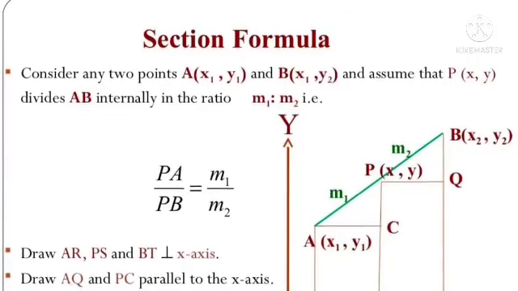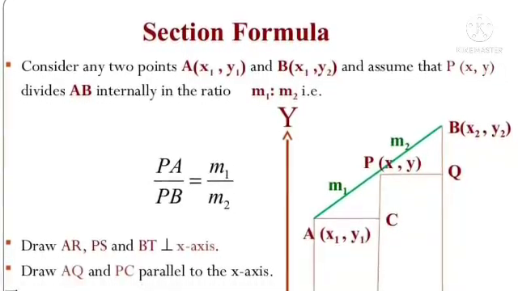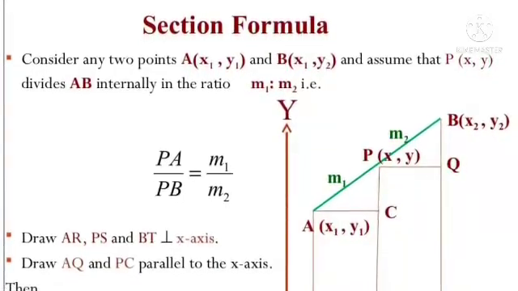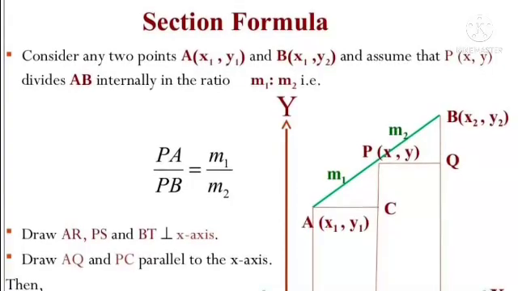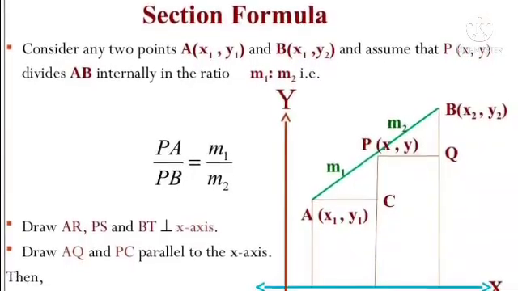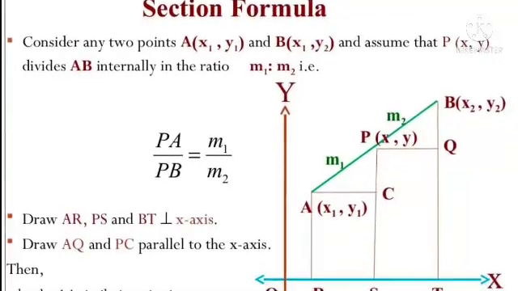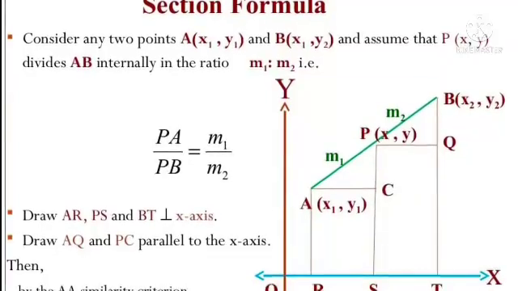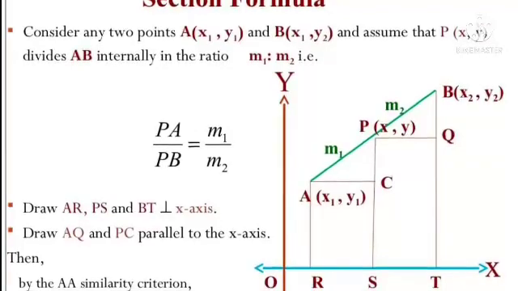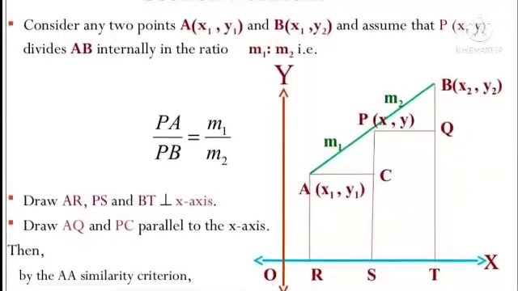Section formula. Consider any 2 points A(x1, y1) and B(x2, y2) and assume that P(x, y) divides AB internally in the ratio m1:m2. That is, PA upon PB is equal to m1/m2. Draw AR, PS and BT perpendicular to the x-axis. Draw AQ and PC parallel to the x-axis.